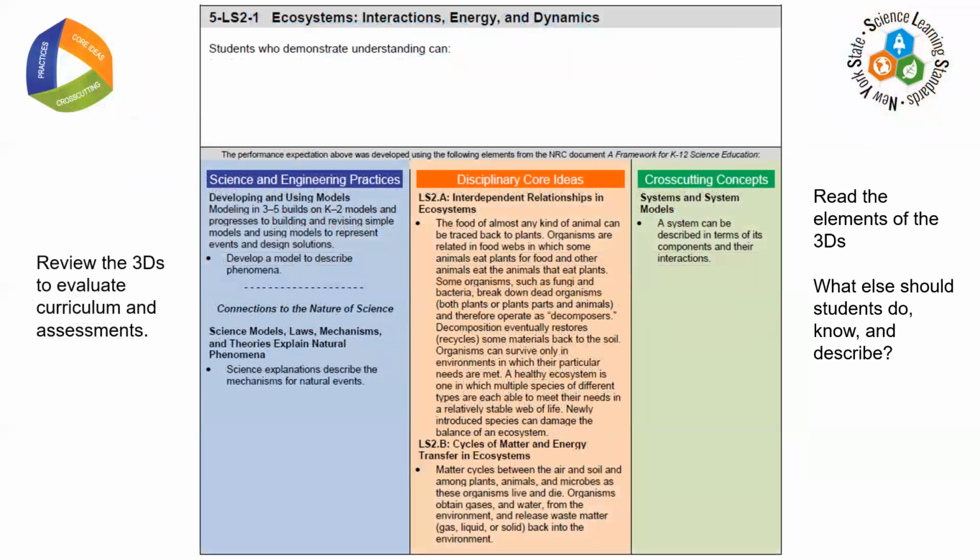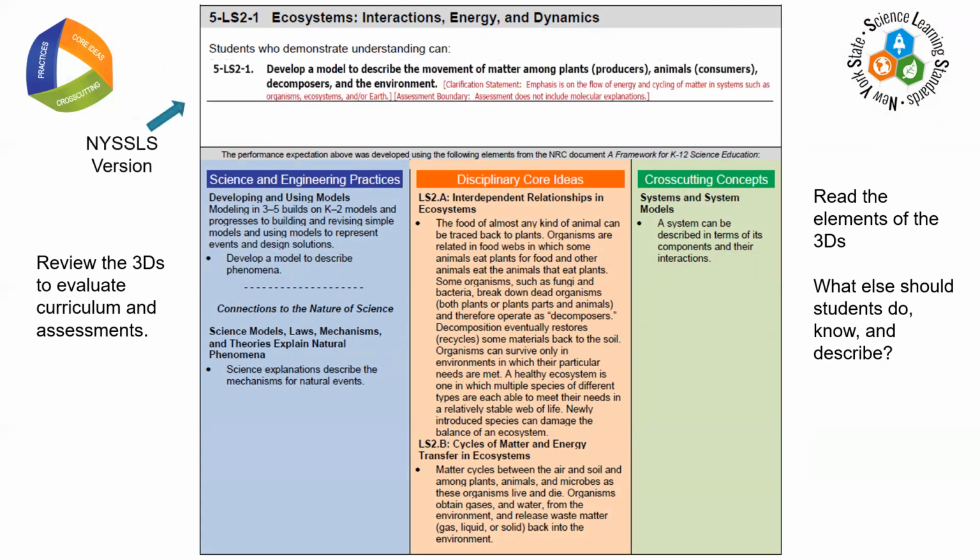The next one is 5-LS2-1. This one has a NYSSLS version, slightly different than NGSS, and it says, develop a model to describe the movement of matter among plants, producers, animals, consumers, decomposers, and the environment. Emphasis is on the flow of energy and cycling of matter in systems such as organisms, ecosystems, and/or the earth.